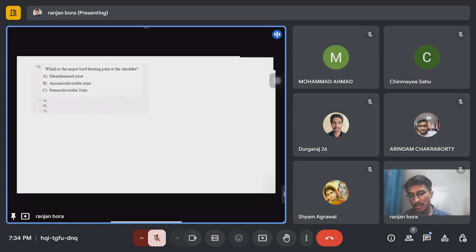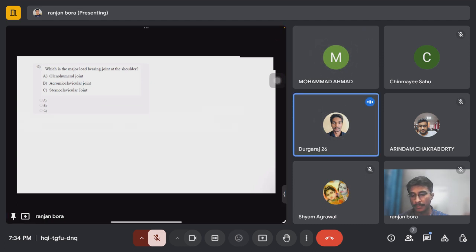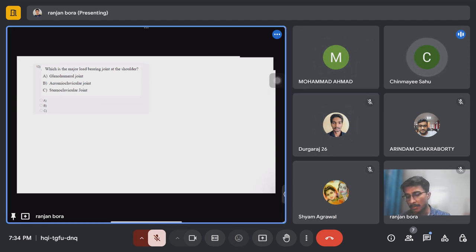Which is the major load-bearing joint at the shoulder? Yeah, glenohumeral. Yes.